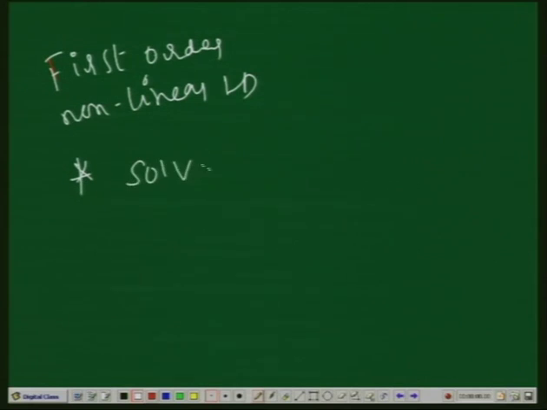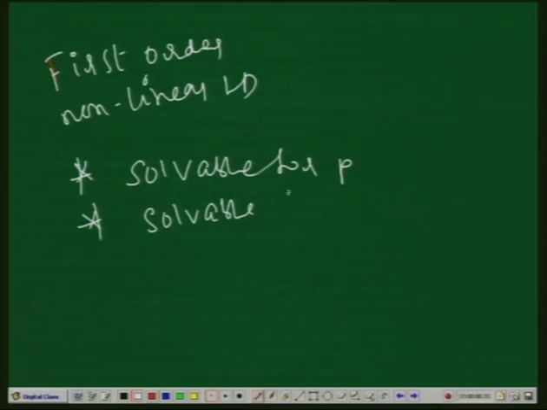One, equations solvable for p. Second one, equations solvable for y, and then equations solvable for x. Now how to solve this? How to use the solve for p technique?